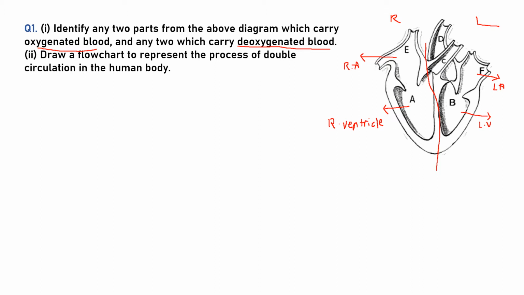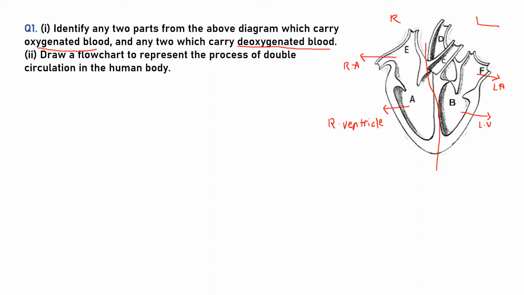Now identify two parts of the above diagram which carry oxygenated blood. From the left part of my heart there will be two blood vessels which carry oxygenated blood. D is the aorta, so definitely it is carrying oxygenated blood. And blood is coming to the left part, so this part has oxygenated blood. It is coming through the pulmonary vein.